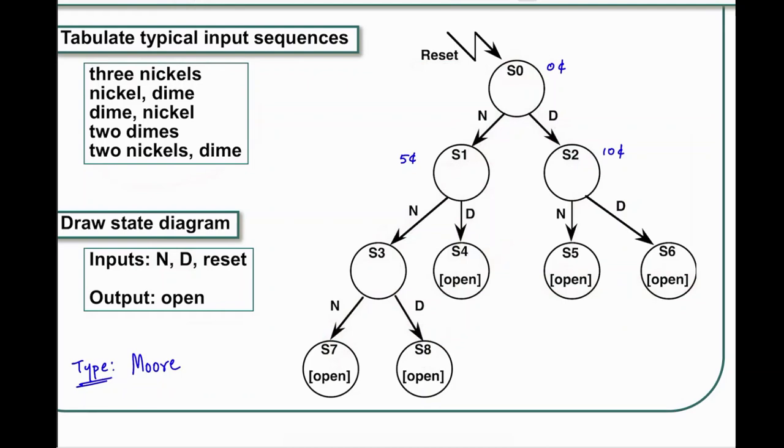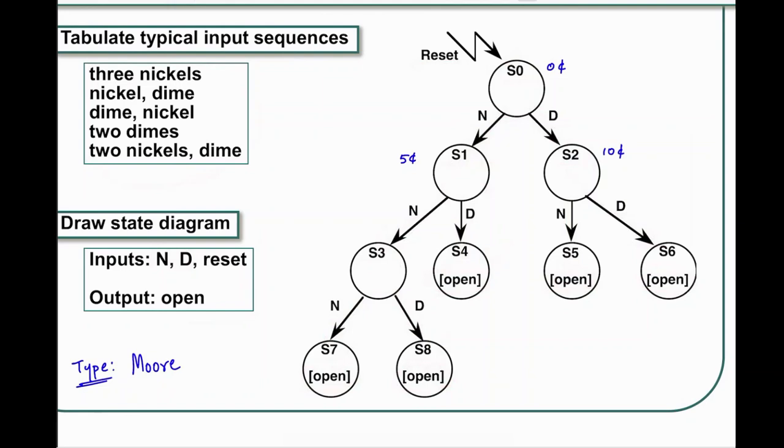Now, on the other side of the tree, you have state 2. So far, you have got 10 cents in your machine. From state 2, you could go to state 5 if the user enters a nickel, and you could go to state 6 if the user enters a dime. So on the arcs or the arrows, you have inputs. Inside the state, you have the outputs. Well, in this case, just one output, open.